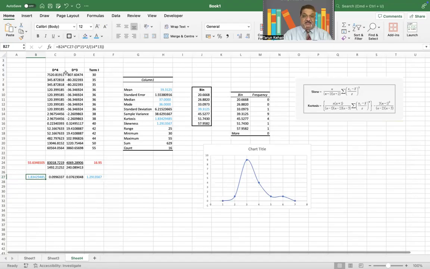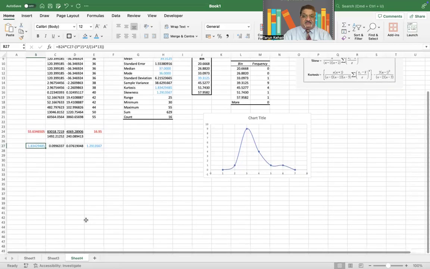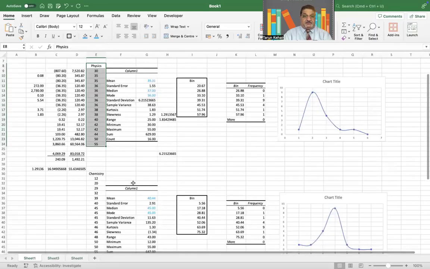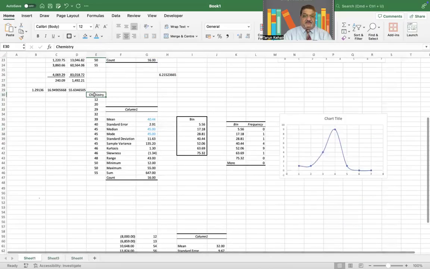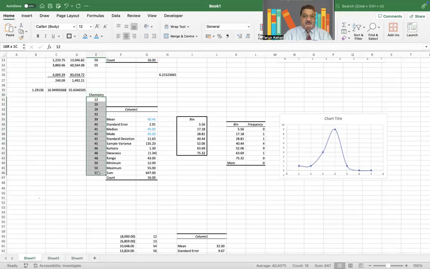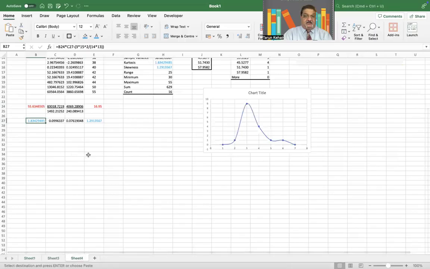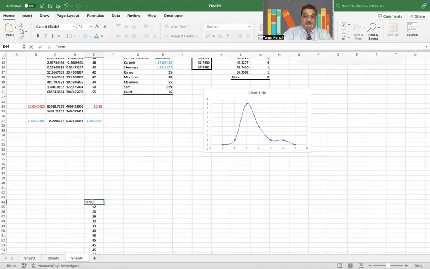Now let's compare this with the term 2 marks and see what happens in case of term 2. So for term 2, again, I have the data here. So I take this data and I'm going to put it here somewhere. And this I'm going to write as term 2.